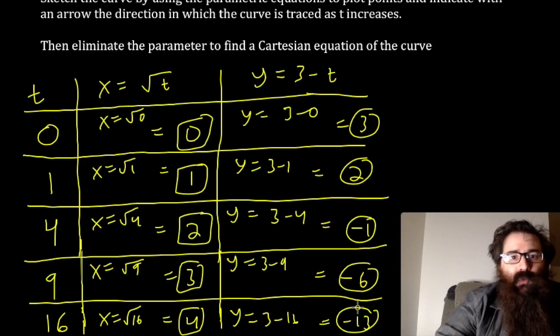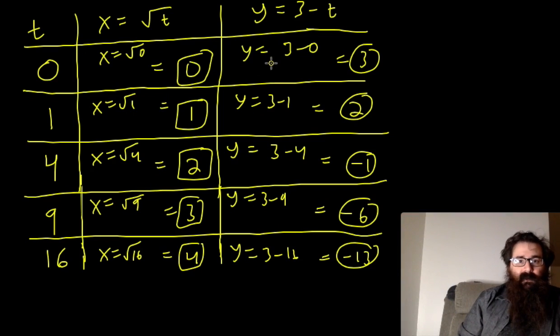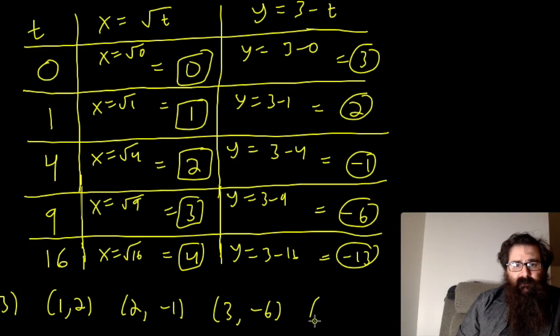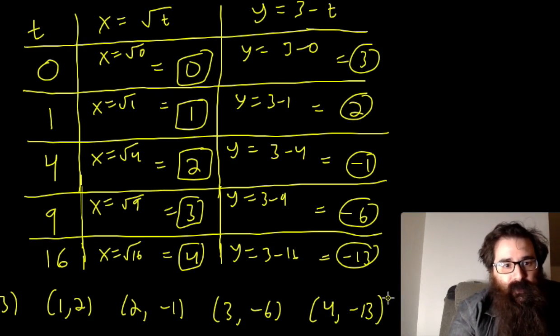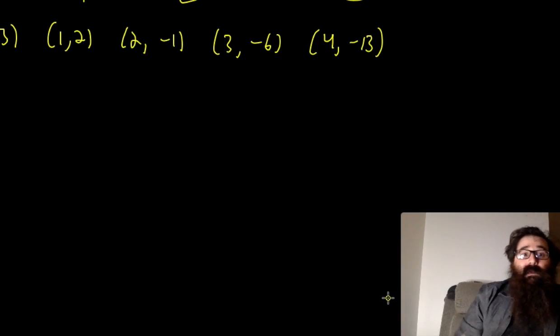And now I have these ordered pairs that I can work with. I can write them out as ordered pairs, x comma y: 0 comma 3, 1 comma 2, 2 comma negative 1, 3 comma negative 6, and 4 comma negative 13. These are the points that I have to plot. Well, let's see if we can get a graph going here, right?